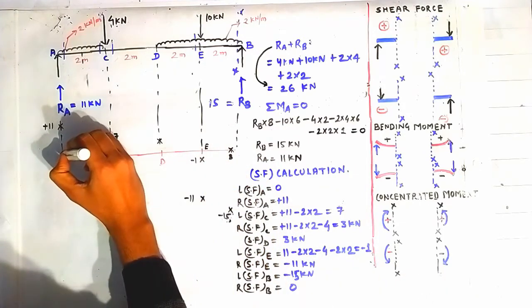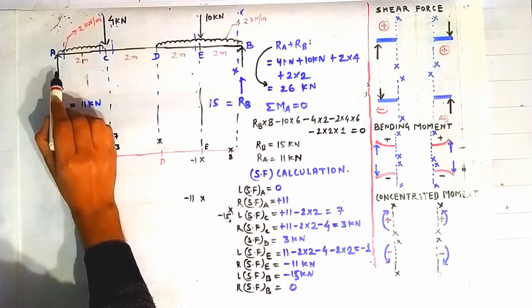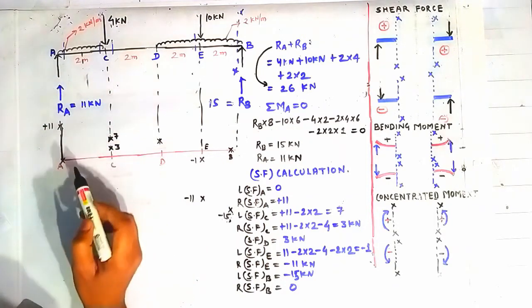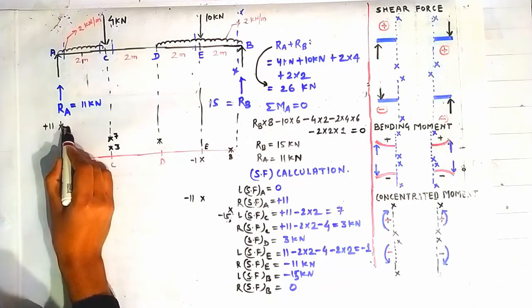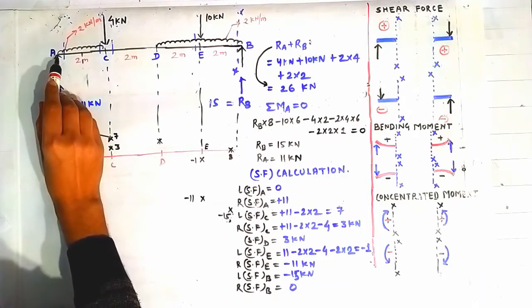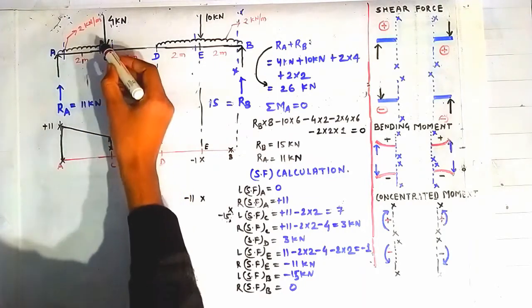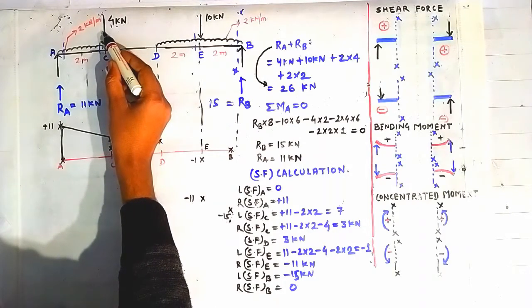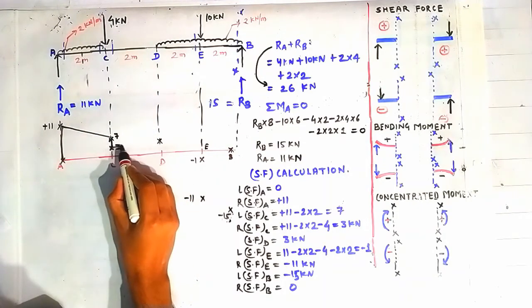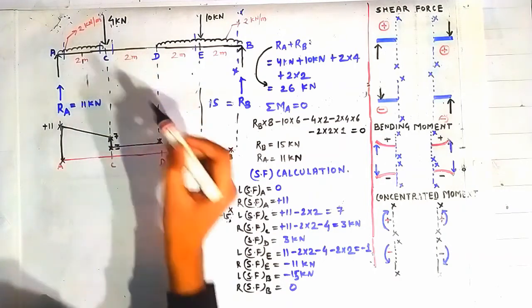So joining the first point with the second point with a straight vertical line, because there is a point reaction RA lying at the point A, and the second point is joined with the third point with an inclined line, because there is a UDL lying between the point A and C, and joining the third point with the fourth with a vertical line, because there is a point load lying at the point C, and joining these 2 points with a straight horizontal line, because there is no load lying between the point C and D.